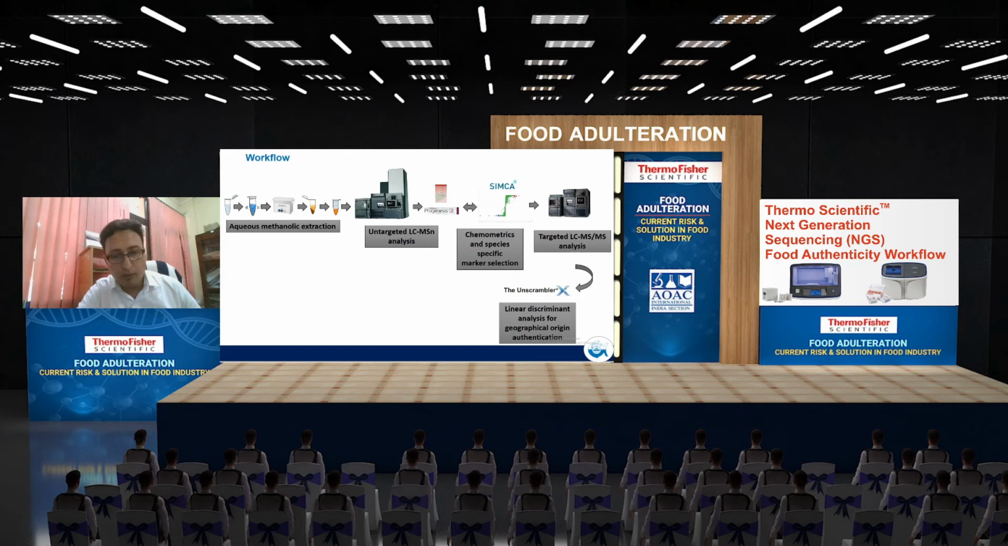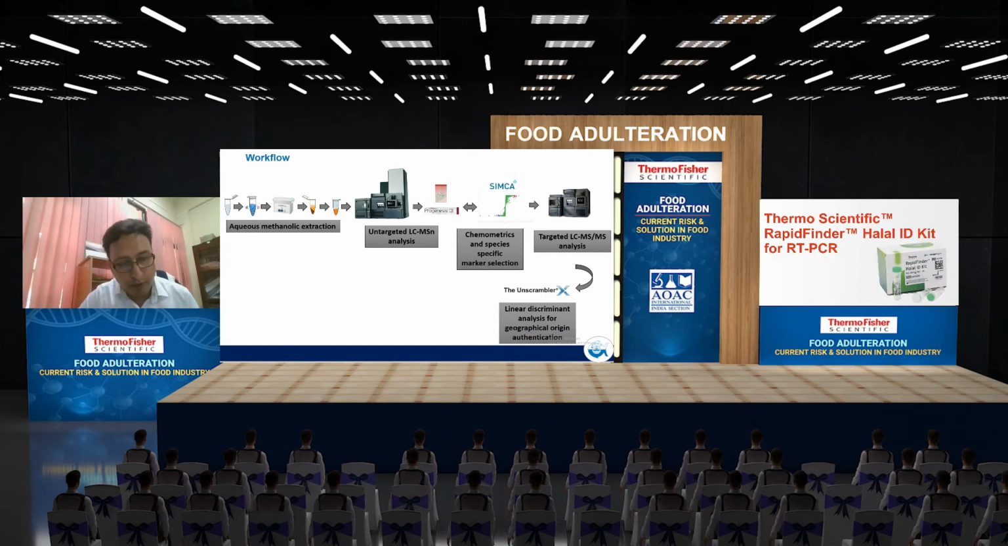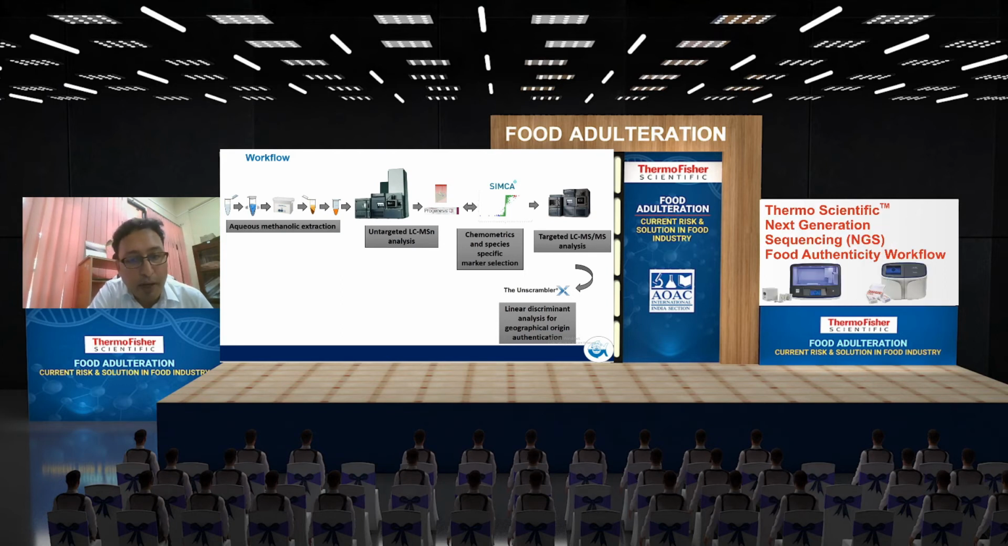So the next is the typical mass spectrometry based workflow. Here again, it involves some extraction, then chromatographic separation, followed by high resolution mass spectrometry. Here again, you can identify the ions, and with those ions, you can do a lot of statistical analysis to identify the biomarkers. And using those biomarkers, you can make a targeted method in LC-MS/MS.